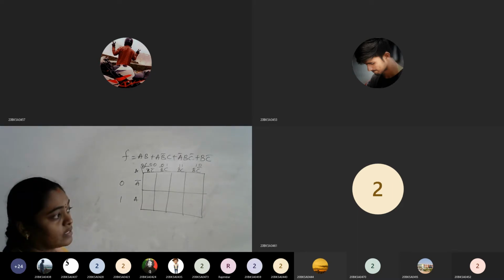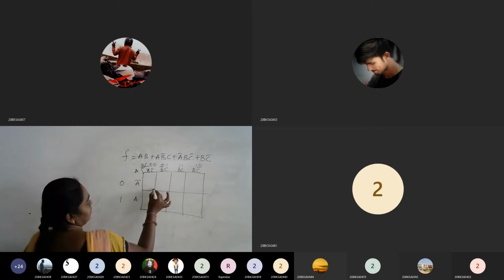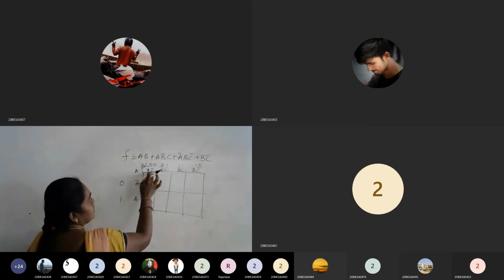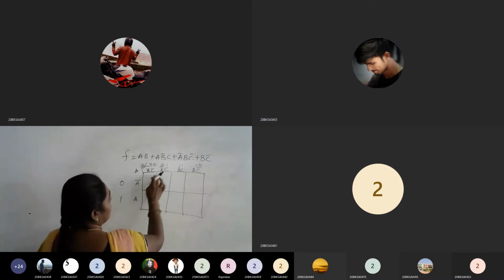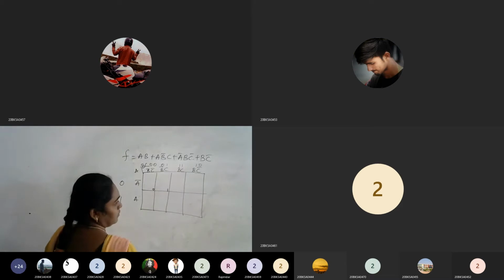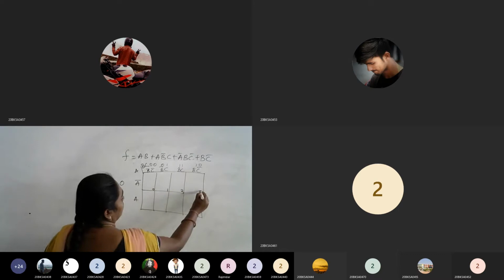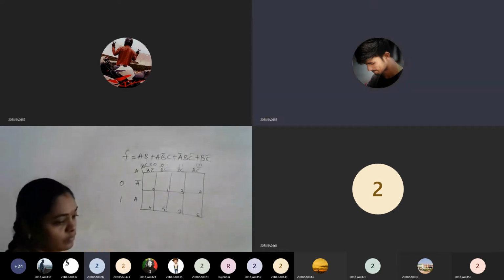Already in the first unit we have discussed the gray code. So this becomes A bar, B bar, C bar: 0, 0, 0. Next 0, 0, 1, which is 1. Then 0, 1, 1, which is 3. 0, 1, 0, which is 2. Then 4, 5, 7, 6.